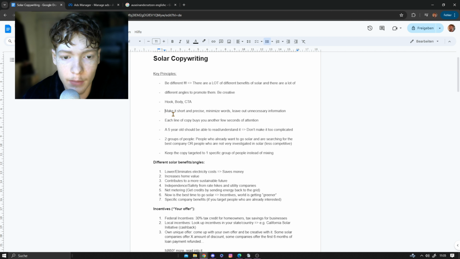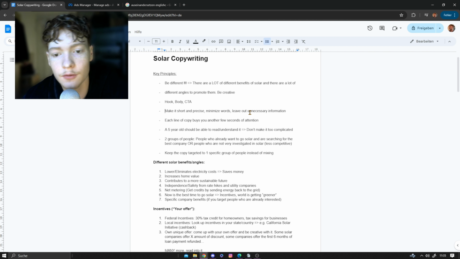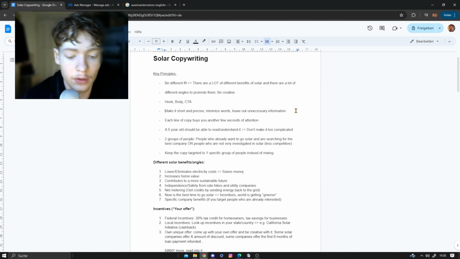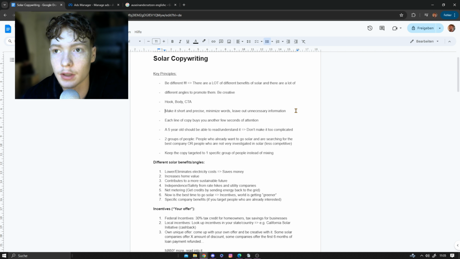So another key principle: make it short and precise, minimize words, leave out unnecessary information. This is very important, because I see this all the time, that people write, I don't know, 100 paragraphs, and they think the more information I put in there, the better it is. But that's just not true. Nobody wants to read a book. Make it short, make it just a few lines, put everything in there that needs to be in there, and leave everything out that doesn't need to be in there. So minimize the words, make it short, precise, maybe use numbers, and make it punchy and fun to read, basically.